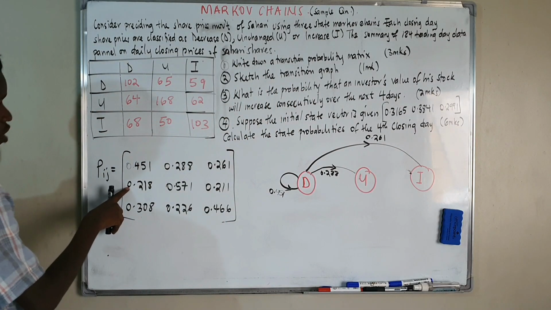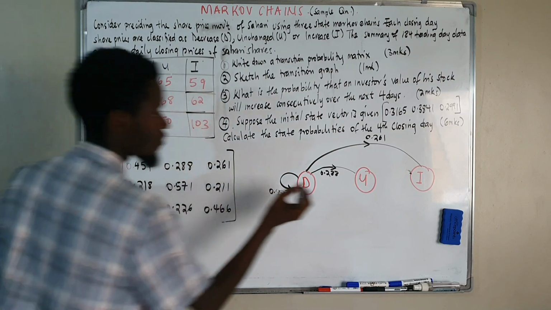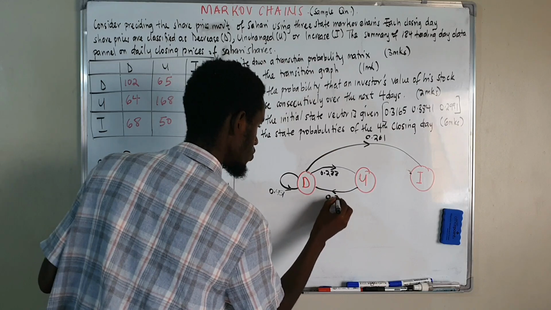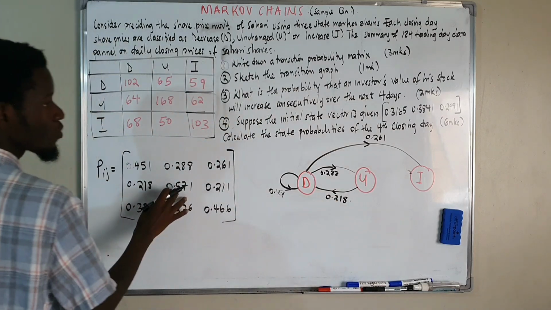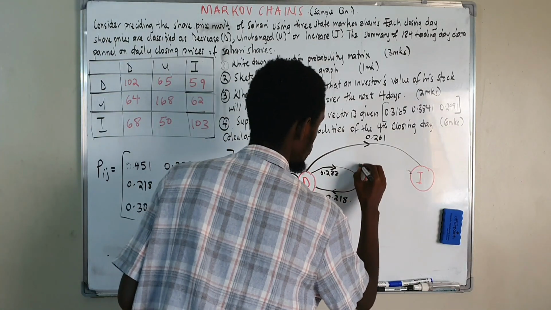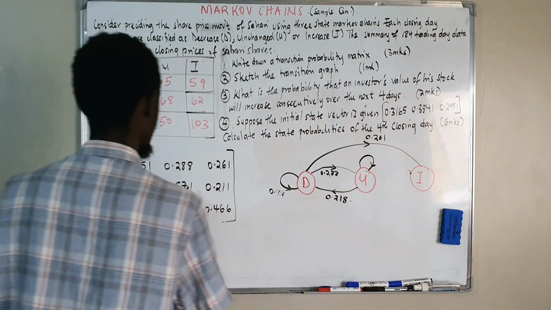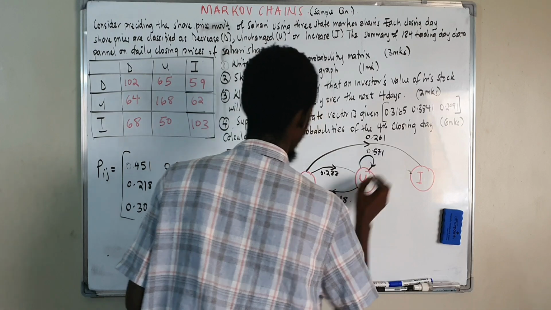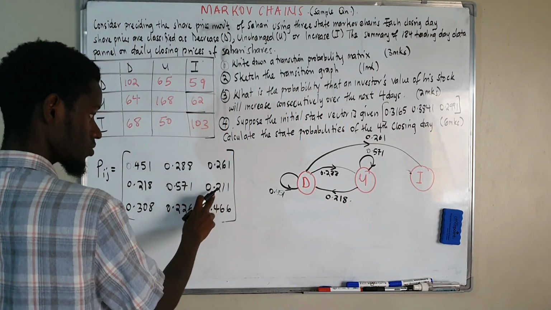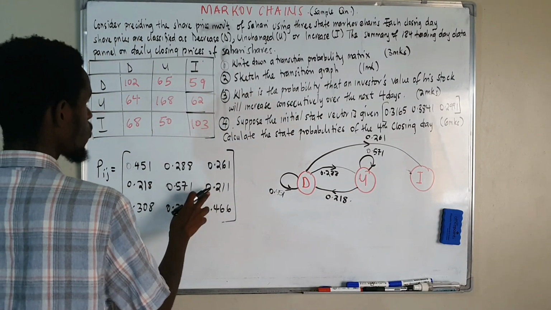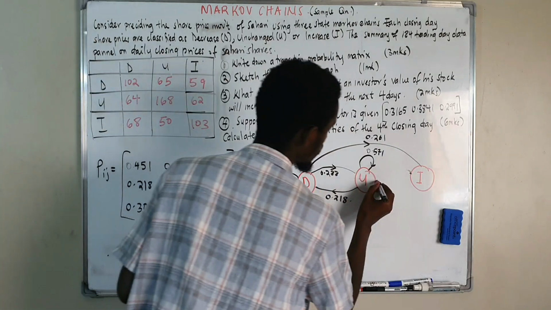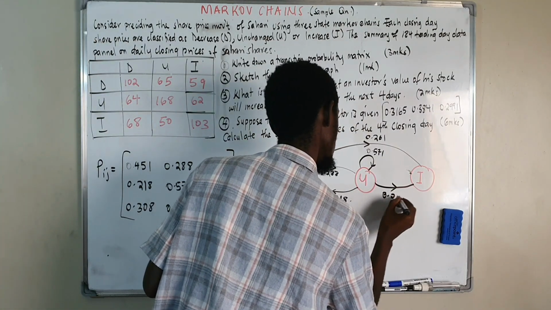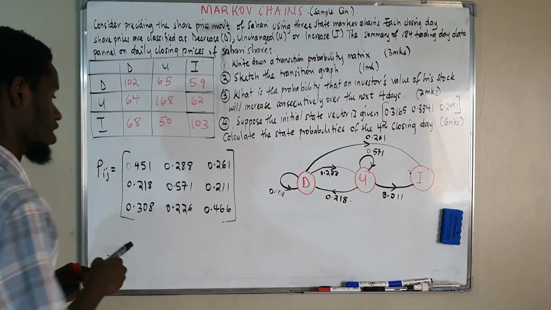Here I'm coming from U to D. From U to D, it's going to be 0.218. Then from U to U, I'm coming from U back to U. It's going to be 0.571, and then from U to I, it is going to be 0.211.